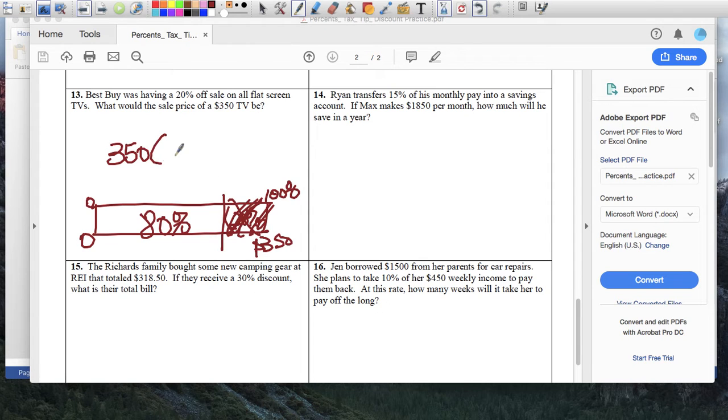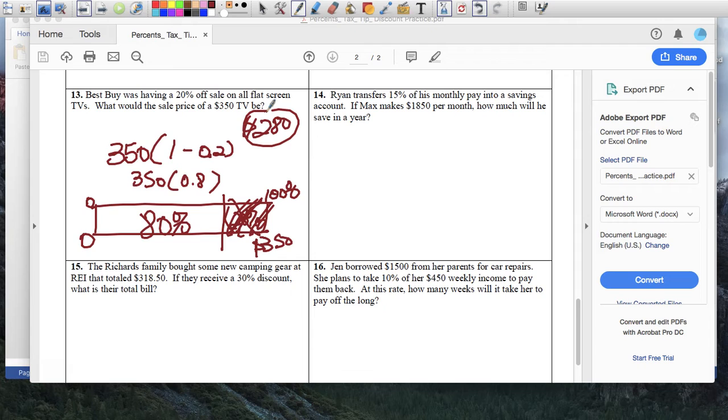So 350 times, if you did 1 minus 0.2 to show the discount, you would get 350 times 0.8, right? And 350 times 0.8 will give you $280. So you would be paying $280.